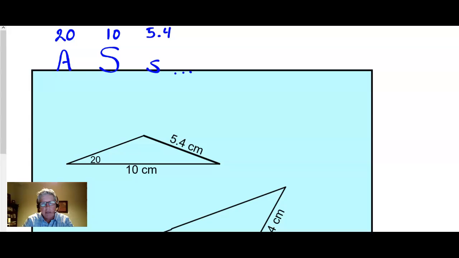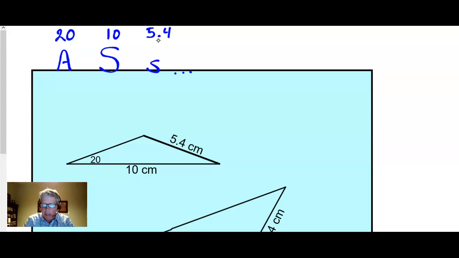You're given a 20-degree angle, 10, and a 5.4. If I write down the information in the order that it's given, the 20 is next to the 10, which is next to the 5.4. The 20 is not in between the 10 and the 5.4, so that's important. I write this capital A, and then I have a capital S and a lowercase s. The lowercase s goes to the shorter side. When you have this situation, there is a possibility of two triangles. A very small possibility, but it's possible. I'm not saying it has to happen because there's a lot to do with the angle measure.